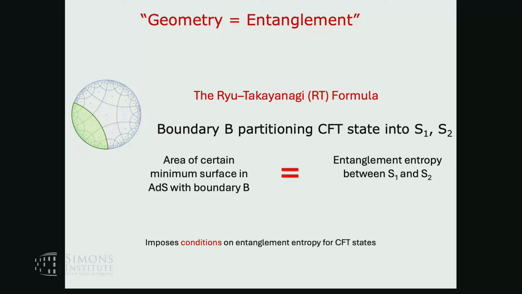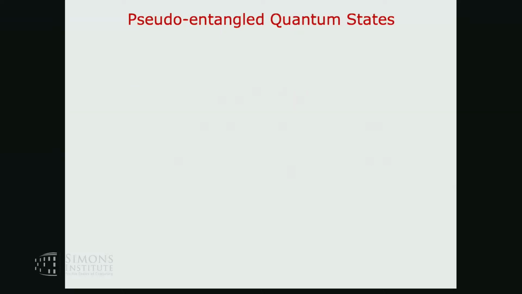Well, what the Ryu-Takayanagi formula says is that in the bulk, if you look at the area of the minimum surface bounding this cap, it must be equal to the entanglement entropy of that patch on the surface. So in this sense, entanglement seems very tied into the geometry of the bulk. And of course, this formula imposes conditions on the entanglement entropy of CFT states. They can't be arbitrary states. They must have a geometry associated.